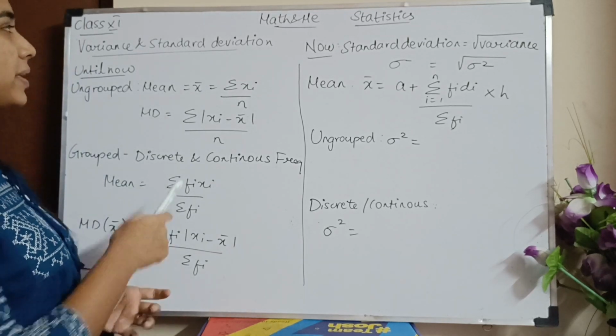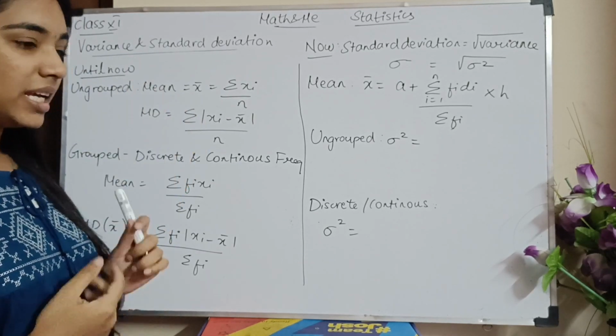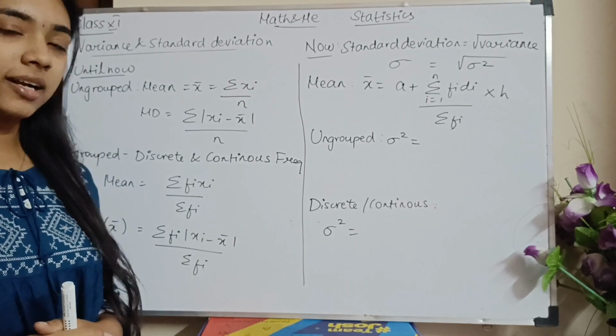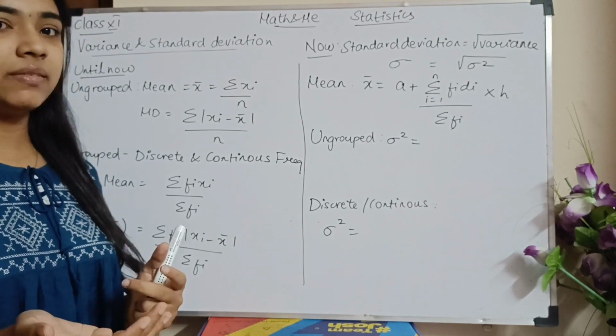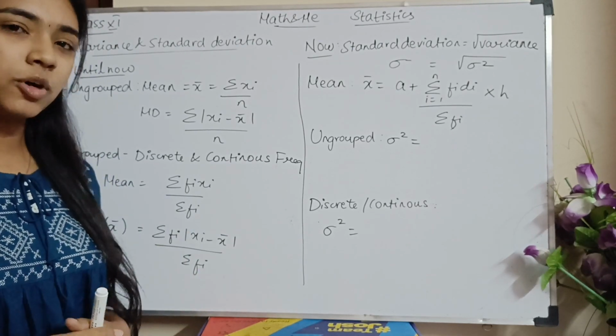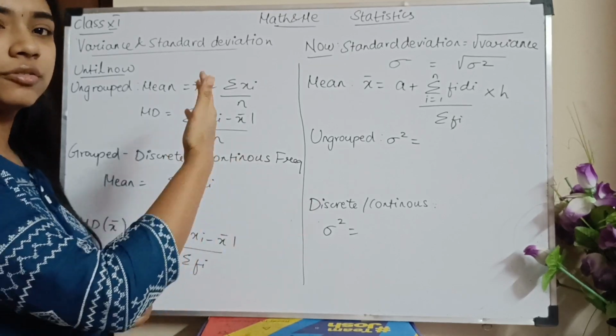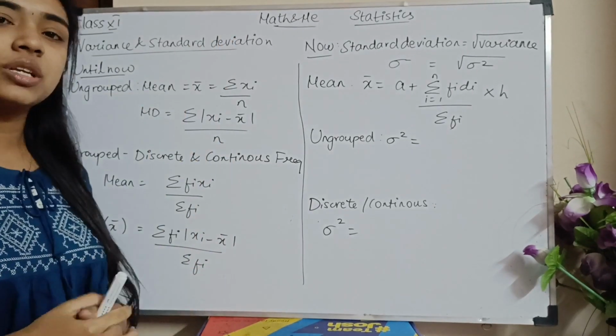So this is our next topic, variance and standard deviation. What were we looking at until now? We were looking at mean deviation about mean or mean deviation about median. Why are we using this kind of a method, variance and standard deviation?